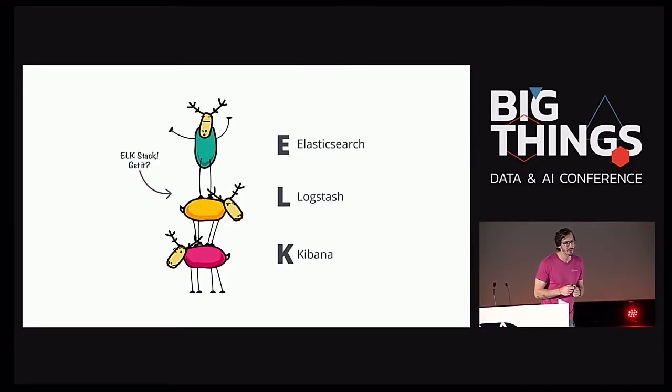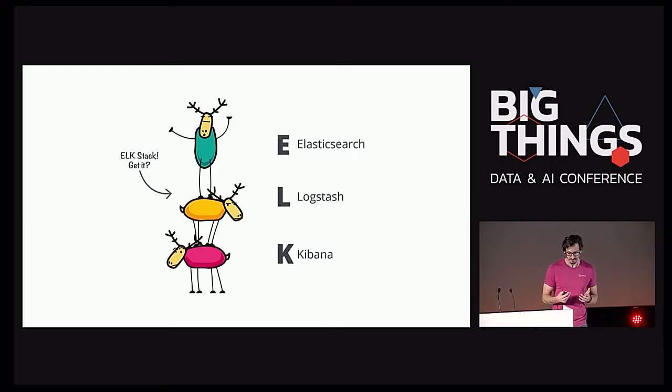Maybe you've seen this one. This is very widely used if you have logs or any monitoring and metrics and things like that. It's Elasticsearch, Logstash, Kibana, the three original products that we had. Together, they formed the infamous ELK. But it's not only logs, and it's not only ELK.